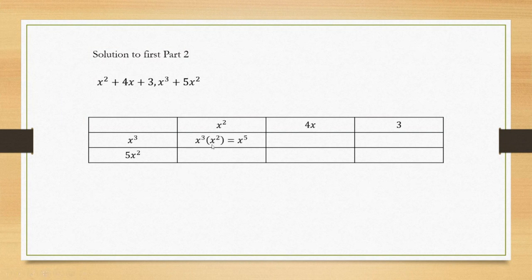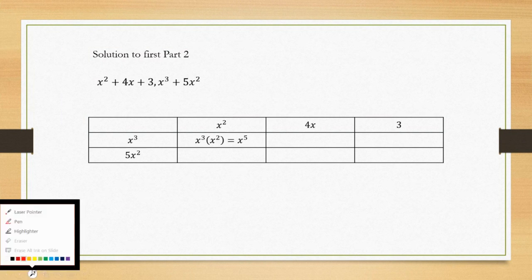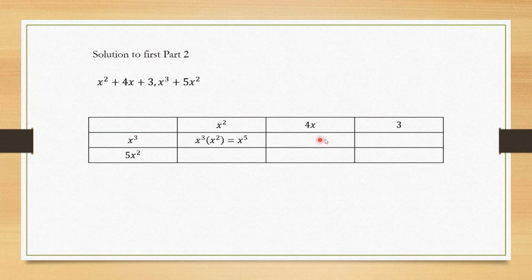For this product, what do we get? We have x to the fifth. You just multiply, and they're like bases, the x that is, so you add the exponents. For here, we have x cubed times 4x. You multiply these, and you get 4x to the fourth. Here we have 3 times x cubed. We have 3x cubed.